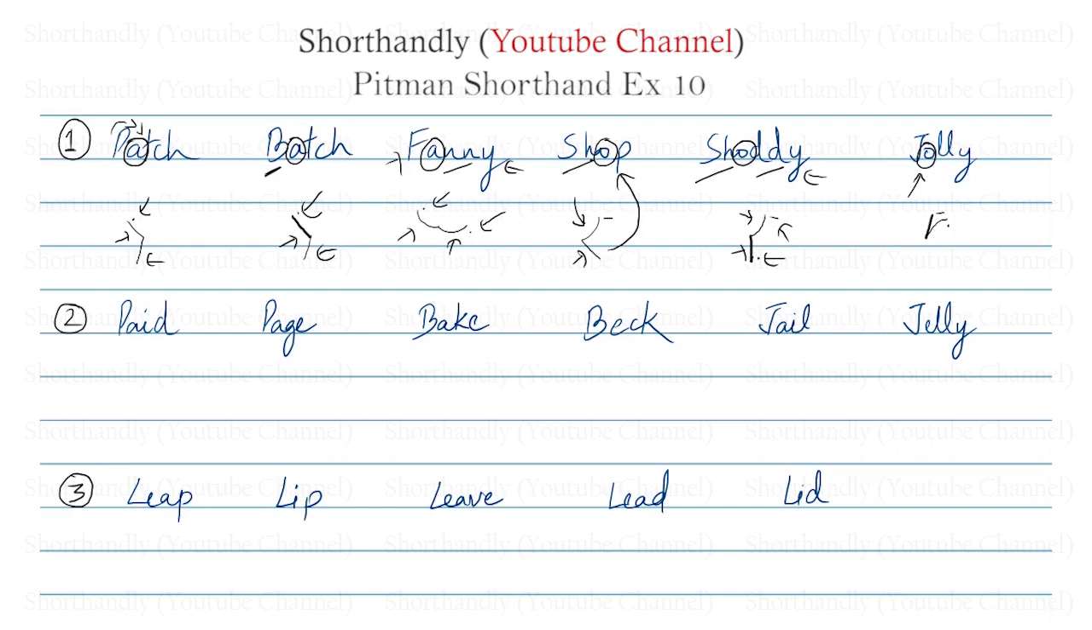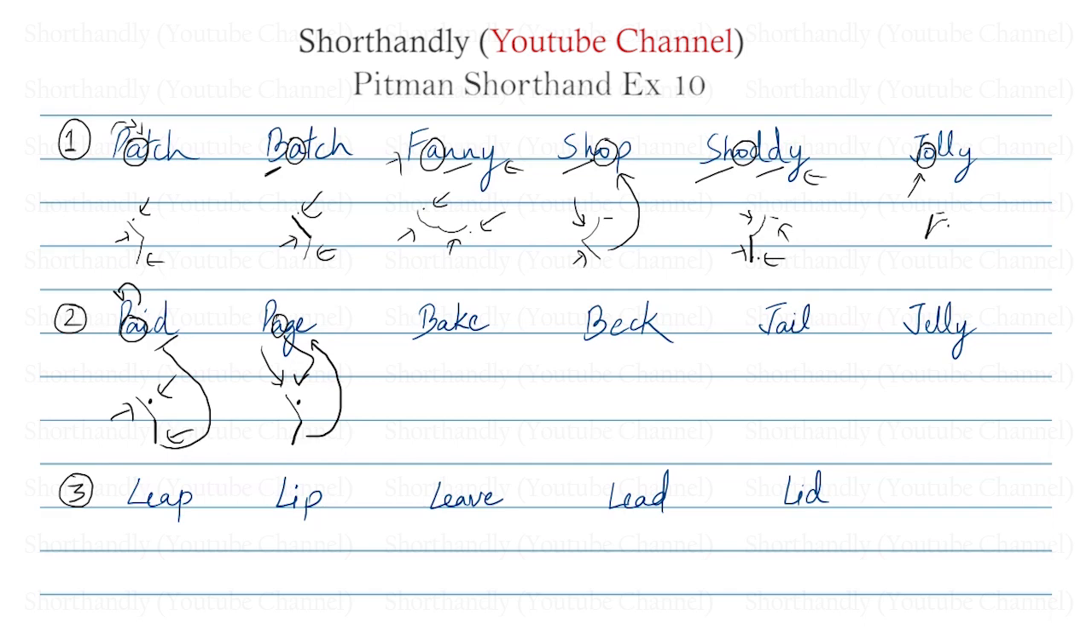Let's move on to the second line, paid. We have the A sound, which is as in may vowel. So paid will be written like this, and then we'll put the vowel in the middle after the P stroke because we have A vowel after this P stroke. So this is P, then A, and then D. So this is paid. Next is page. Page will be written like this. This is P, then the A vowel, and then J. So that's our word page.